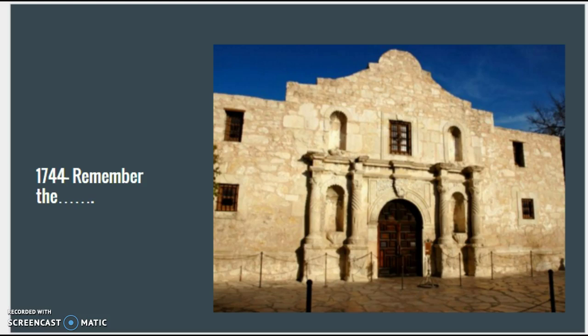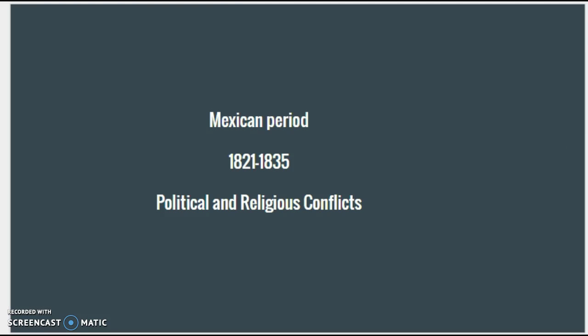This is the Alamo. It was used as a fort. What types of lines and angles do you see in the Alamo? Why does it have a tall center front? Mexican period. There was little architectural development during this period due to political and religious conflicts.